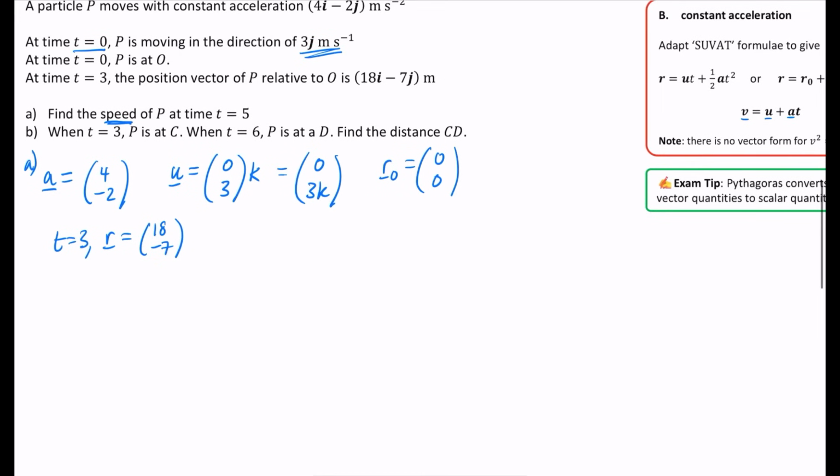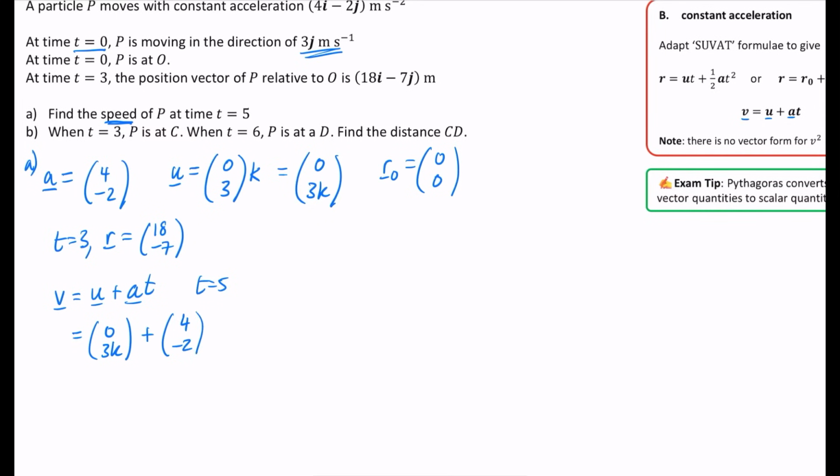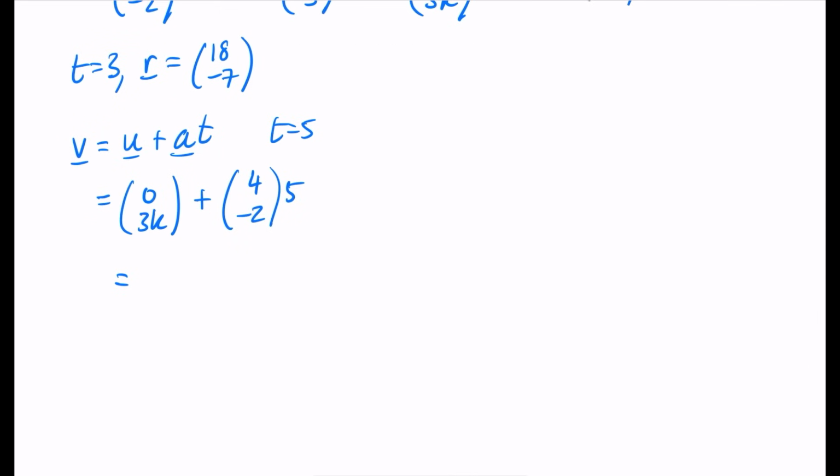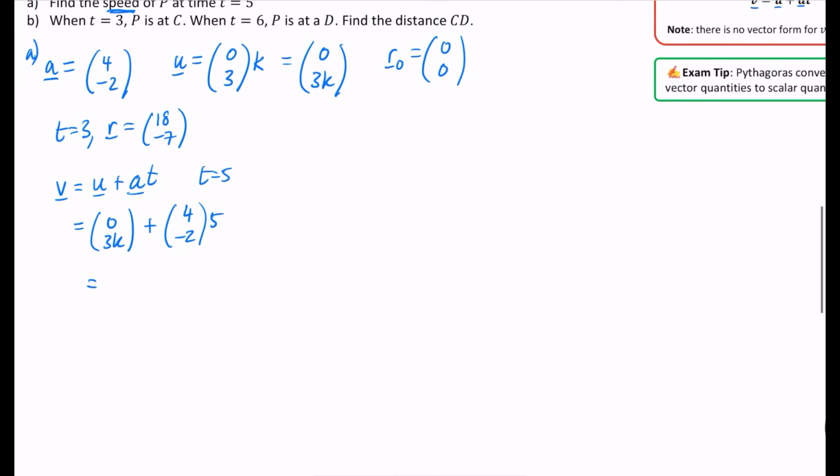So if we tried to dive straight in and use our formula v equals u plus at, where we're going to try and find out its speed when t is equal to 5, we will get 0, 3k for the u part, and then the acceleration, which is 4 minus 2 multiplied by 5. And the trouble here is that we have this k that's in here, so we're going to have to do something to figure out what that is. I'll come back to this once we've figured out what k is.